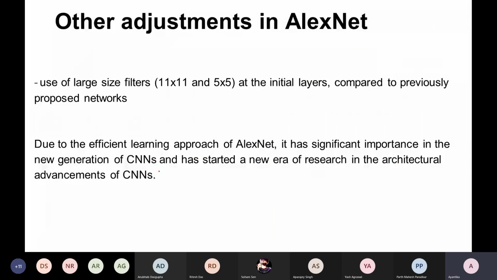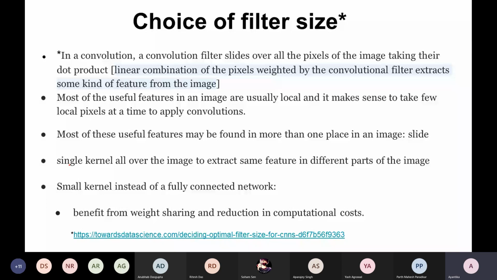Next, we have already mentioned the use of large size filters compared to previously proposed works. This is not exactly related to AlexNet; we will see the changes of filter size in VGG and when we discuss GoogleNet. But first we should have some idea why we are thinking about filter size, and why we should not fix one filter size and always use that.